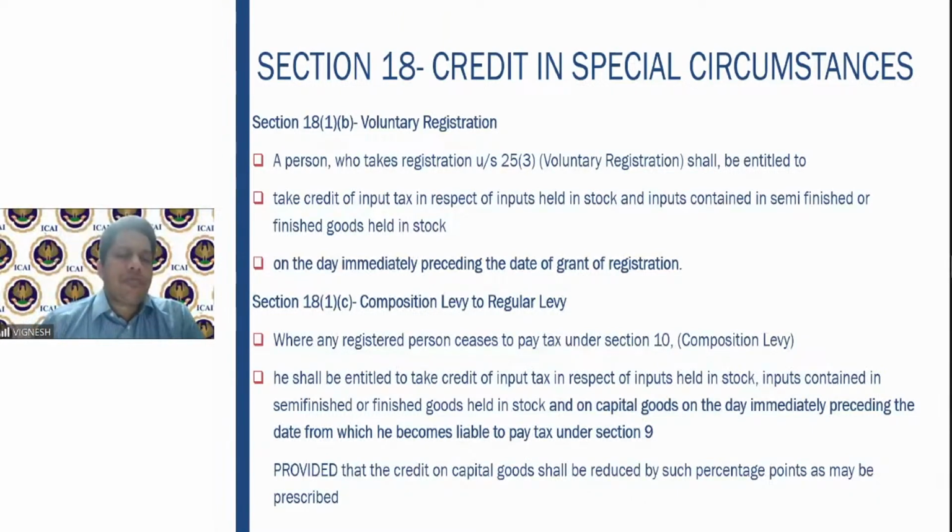In case of your registration under 25 subsection 3, voluntary registration also, the input tax in respect of inputs held in stock and inputs held in semi-finished or finished goods on the day immediately preceding the date of grant of registration. So here, whenever the registration is granted, you applied for voluntary registration, you technically need not get yourself registered, but you want to get registered. You applied for voluntary registration, you got the registration certificate granted. The date of grant of registration you have to see. One day prior to that, whatever is the stock lying in your inputs and stock in finished or semi-finished goods, you can claim as the input tax credit. That is your voluntary registration.